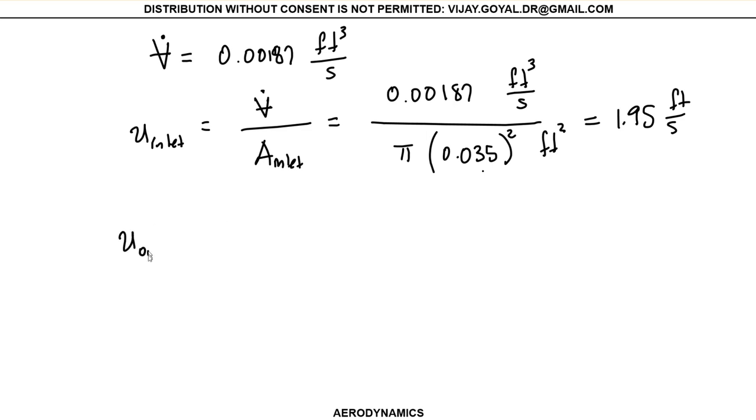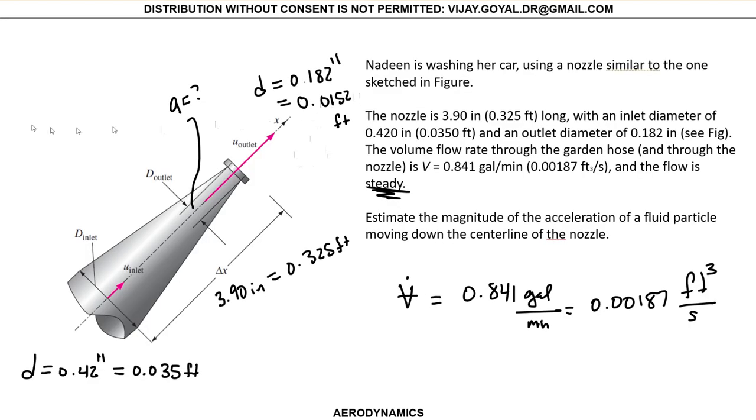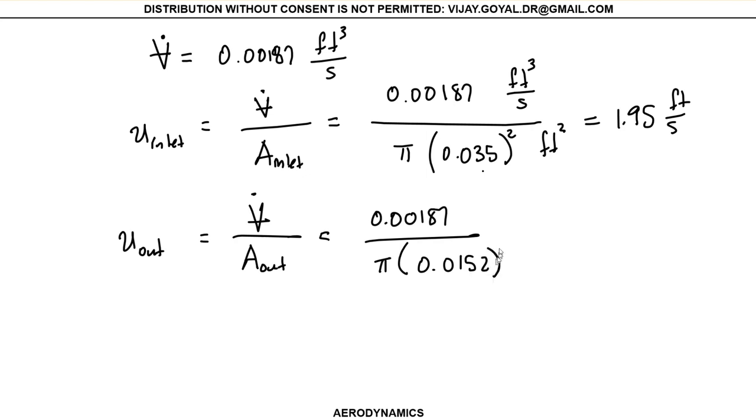Now I can do the same thing for the outlet. The outlet speed is my flow divided by my area. The flow rate will be the same; what's going to change is my speed. So this is equal to 0.00187 divided by pi times 0.0152 squared, in feet cubed per second over feet squared. This gives you a value of 10.4 feet per second.